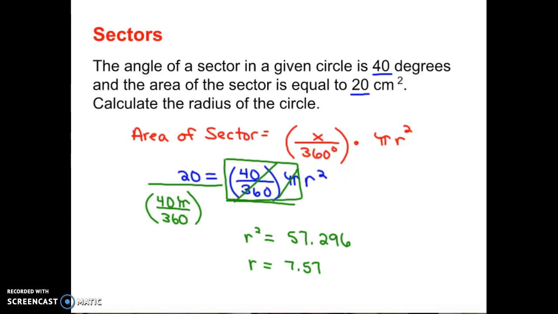7.57. And if they're talking about units, it should just be centimeters. Okay, because it's not an area, it's just the length of the radius. So that would be my answer if I rounded it to the nearest hundredth.